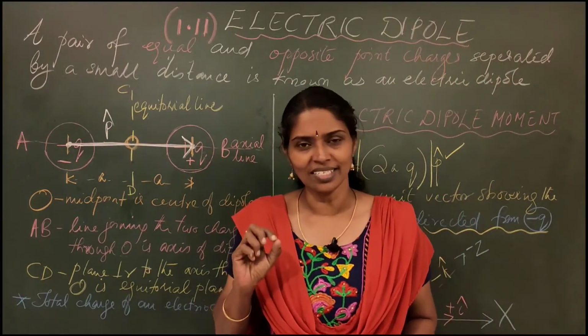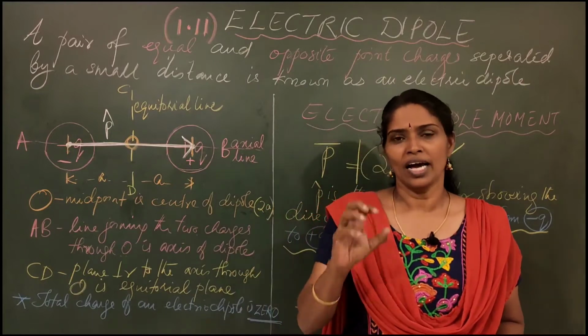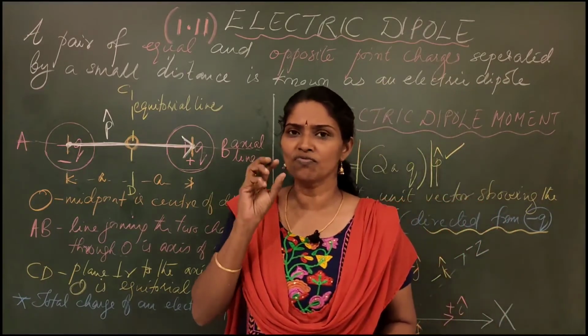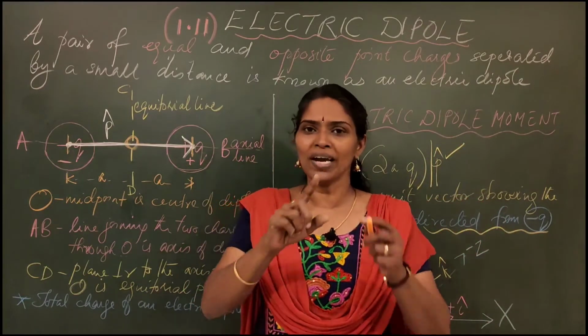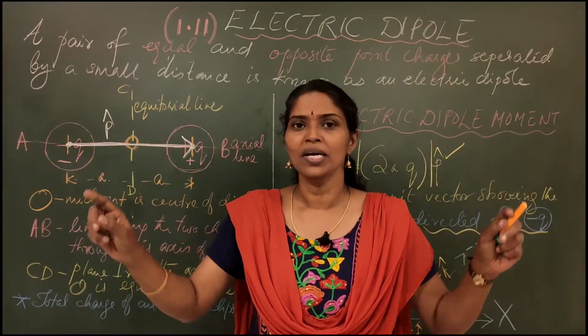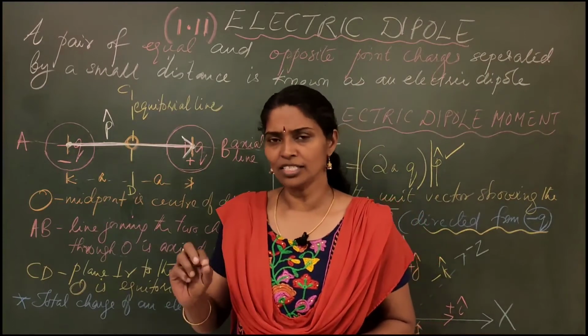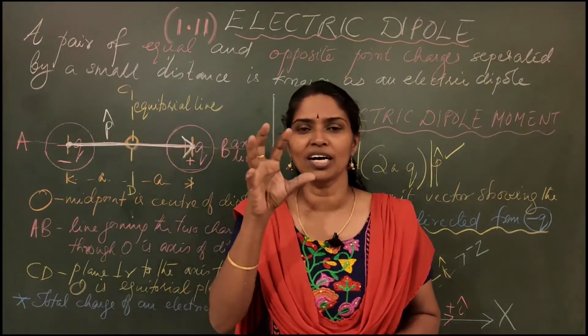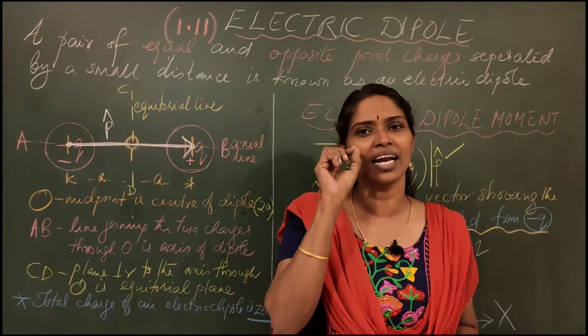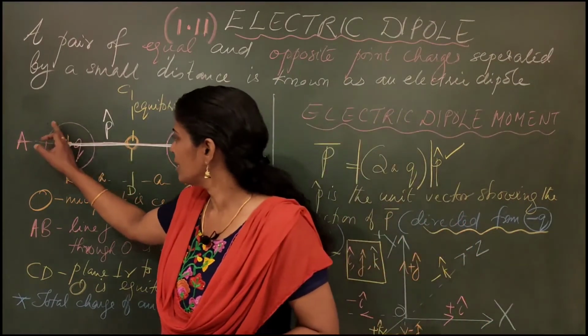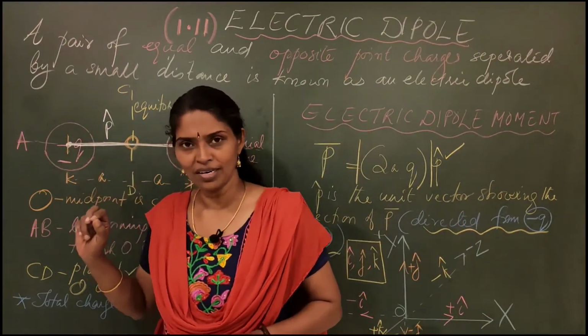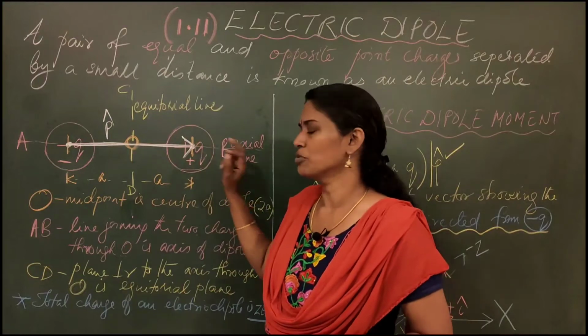Point charge in the sense, if you have a charge and if the size of the charge is very small compared to the separation between them, then we call it a point charge. And we assume that the entire charge is concentrated at a particular point. So, here this charge comes to a point, here this charge comes to a point.